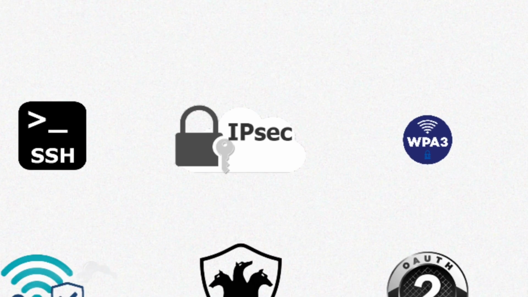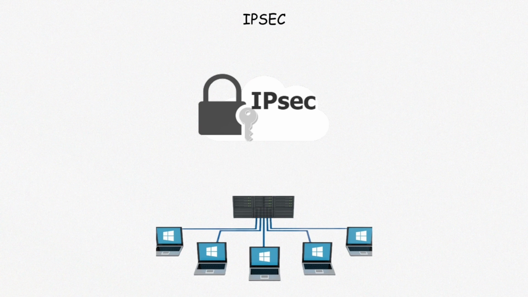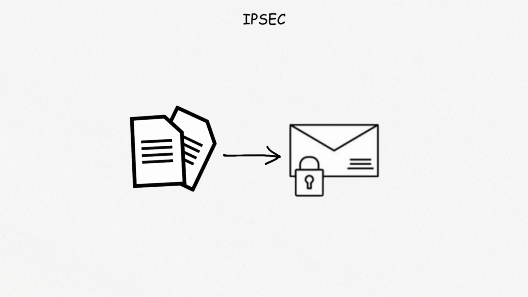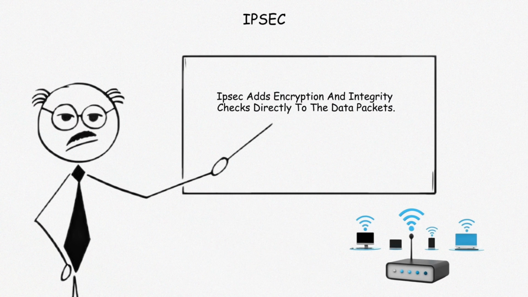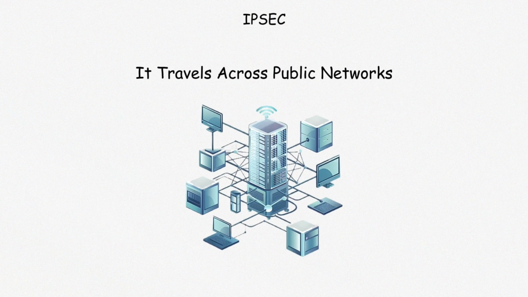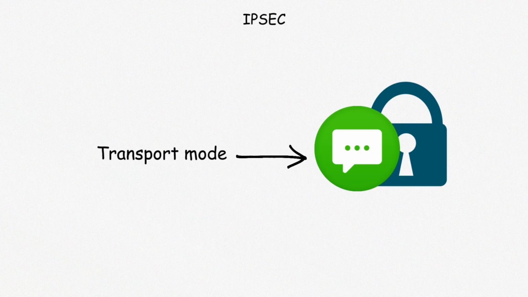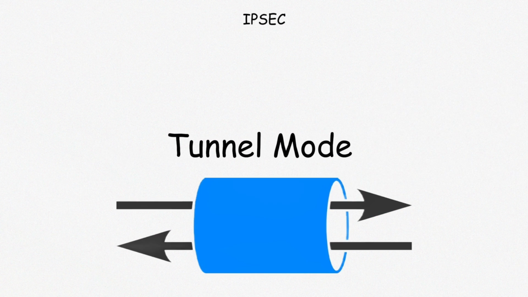IPsec. IPsec, or Internet Protocol Security, works at the IP layer. That's the part of the Internet that moves data from one address to another. Think of it like putting your letter inside a secure envelope before dropping it in the mailbox. IPsec adds encryption and integrity checks directly to the data packets. It's often used in VPNs to make sure nobody can read or tamper with your traffic while it travels across public networks. It can work in two modes. Transport mode protects just the message, while tunnel mode protects the entire packet. Tunnel mode is what VPNs usually use.